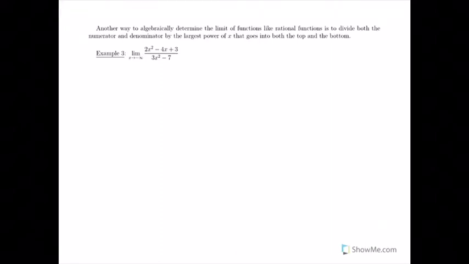We are going to use those facts from the previous page throughout calculus, and we're going to be able to very quickly say what the limit is as x approaches infinity or negative infinity. So for example, in this example, the limit as x approaches negative infinity of 2x squared minus 4x plus 3 over 3x squared minus 7, we're going to be able to quickly say that the answer here is 2/3 because the degree is the same on the top and the bottom.